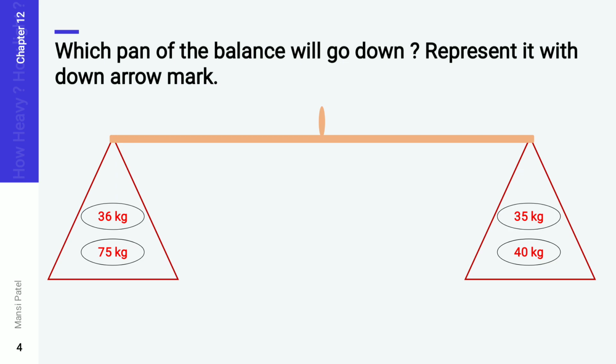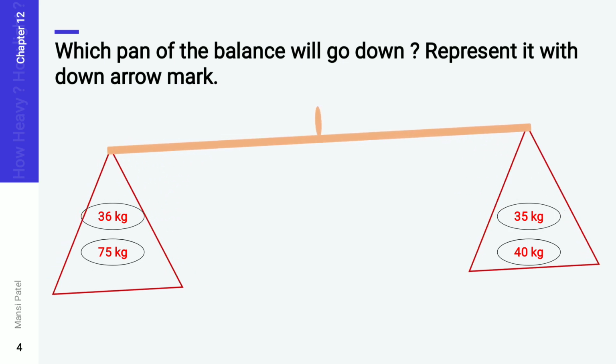5 plus 0, 5 and 4 plus 3, 7. So on one side there is 111 kilogram, whereas on the other side there is 75 kilogram. So which side will go down? Yes, the side which has the maximum weight, and here the maximum weight is 111, which is on the left hand side. So the left hand side will go down, and on the left hand side you have to mark one down arrow which represents that this side will go down.